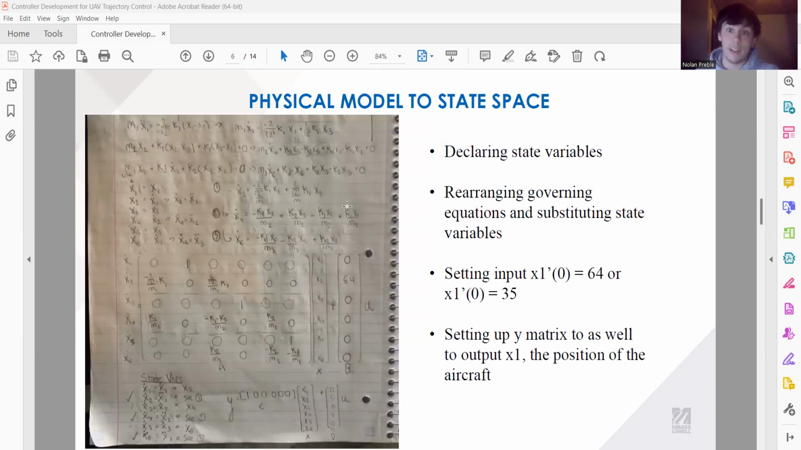going ahead and declaring the state variables. We know that x1 dot, or v of 0, is either 64 or 35, depending on if it's the F-18 or the UAV. And with that, we can build out a matrix once we declare the state variables and rearrange it. And with the input of, as I mentioned, x1 dot, that can be inserted as an input instead of using a step function, as you would likely have to do with a transfer function. And with that also, y, we can have y equal to x1, which is the output, which is the displacement of the aircraft carrier, which is what we're ideally looking at.